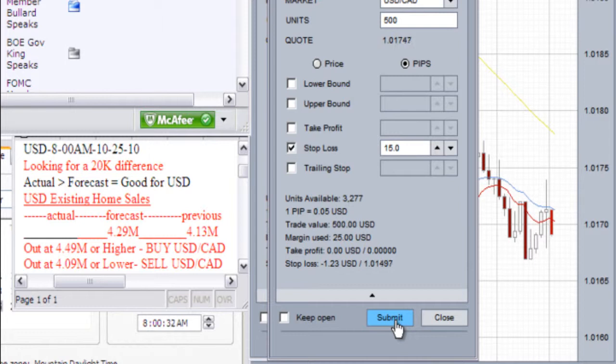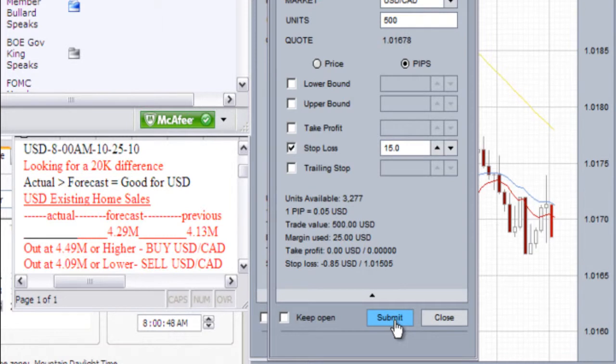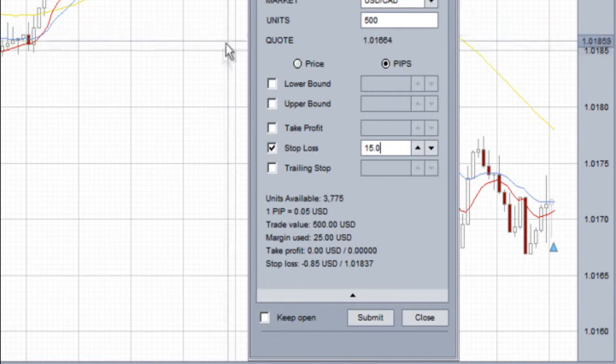In this case, the US dollar existing home sales actual report came out at 4.53 million, higher than the forecast by 240K and higher than the trigger of 4.49 million by 40K, a good indication for a buy of the currency pair US dollar over the Canadian dollar. The broker spread is decreased. There, I have entered a buy trade of the currency pair US dollar versus the Canadian dollar.